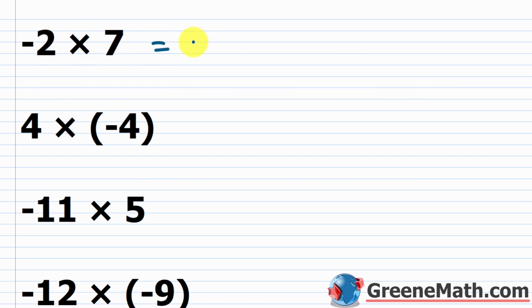Negative times positive is negative. Again, different signs. Then just multiply 2 times 7, that's 14. So the answer is negative 14. Here we have 4 times negative 4. So you have a positive times a negative, that's a negative. So different signs, negative product. Then 4 times 4, just multiply the absolute values, that's 16. So the answer is negative 16.